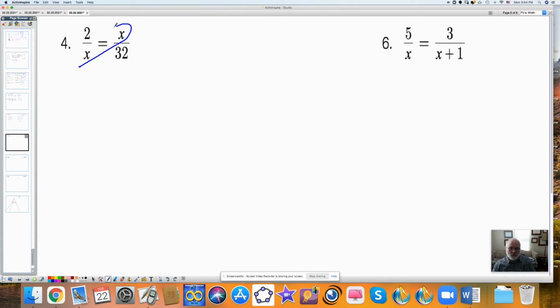This is a geometric mean. When two of the means are identical, this is not an arithmetic mean, which is an average. This is what's called a geometric mean, and we'll study that later.